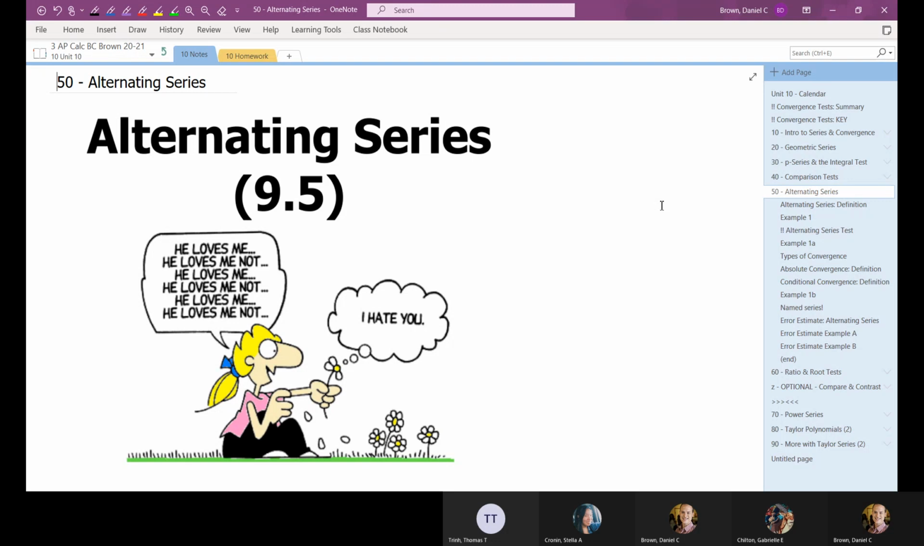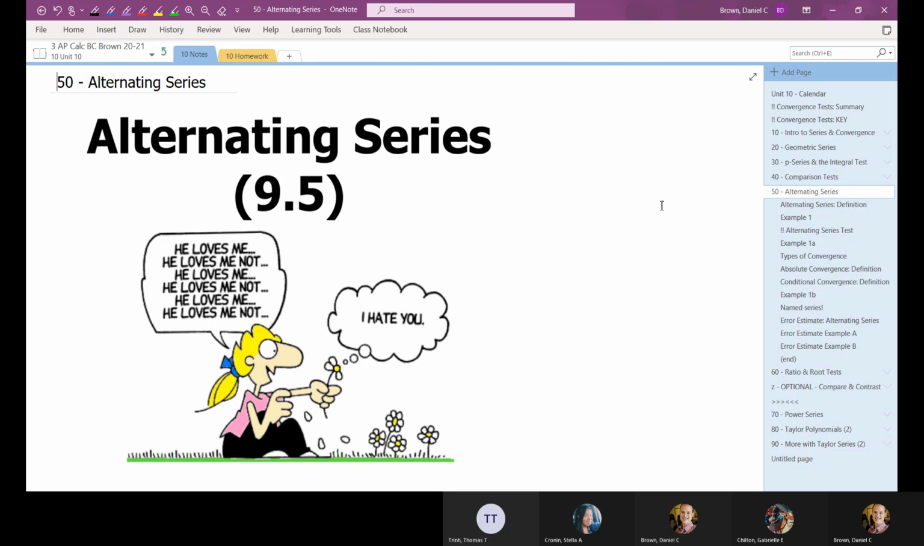Tests we have learned so far: we have the nth term test, which is really a test for divergence. We have the geometric series test, the p-series test, and then we did our 2 comparison tests, the DCT, the direct one, and then the LCT, the limit comparison test. Today we are going to be looking at what's called the alternating series test.